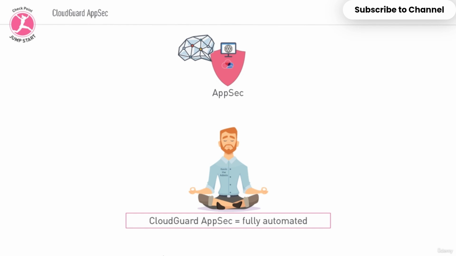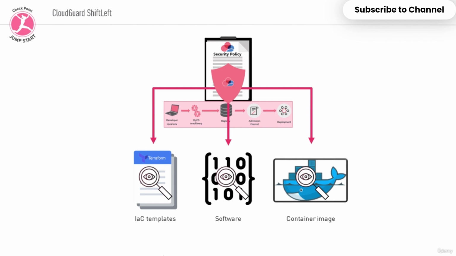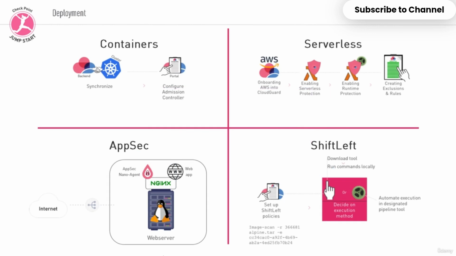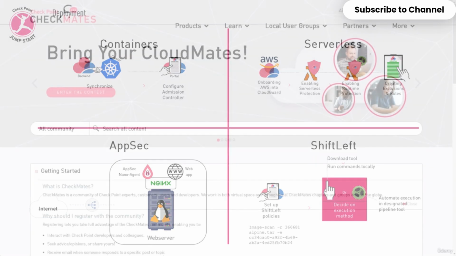We learned how CloudGuard Shift Left can help us complement runtime security by shifting security to the left and into the CI/CD pipeline to preempt any vulnerabilities and misconfigurations during the development process in the cloud. And finally, we walked through some basic deployment scenarios involving CloudGuard's container, serverless, shift left, and application security solutions. To further enhance your knowledge, please refer to the respective solution documentation.